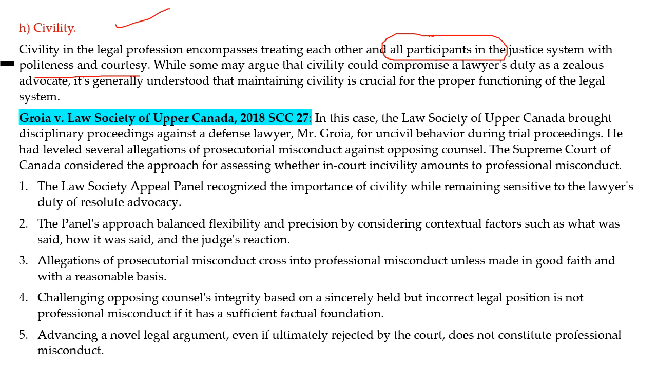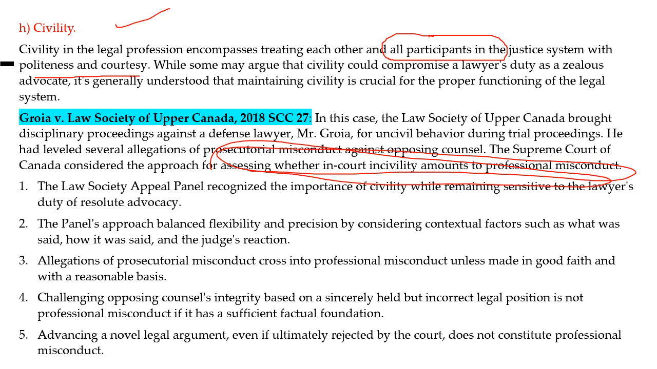There was a case of Groia versus Law Society of Upper Canada. Basically, in this case, disciplinary proceedings against a defense lawyer for uncivil behavior during a trial came into the picture. The Supreme Court of Canada considered the approach for assessing whether in-court incivility amounts to professional misconduct, based on facts similar to this question. When I wrote professional responsibility, I got this question in the examination.